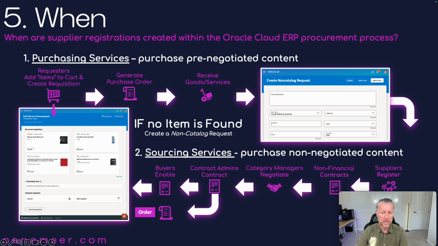non-negotiated content. In that process, we create suppliers, qualify them if it's the government. We may create contracts. Those could be non-financial contracts or pre-purchase contracts. We could perform sourcing with that supplier to get the right price. If we did, we might need a purchase contract. And then we may create an agreement, in which case we may actually catalog the item and make it pre-negotiated content, or we might just create a purchase order. So obviously the supplier will be created in the first step of the sourcing services process.